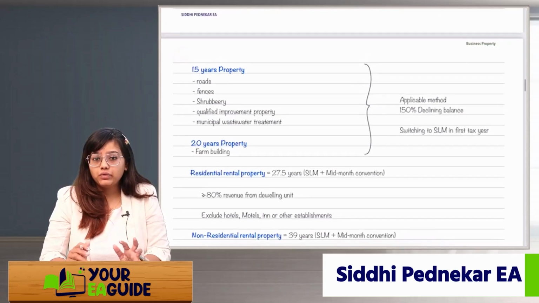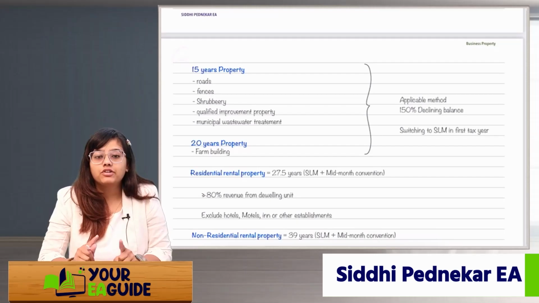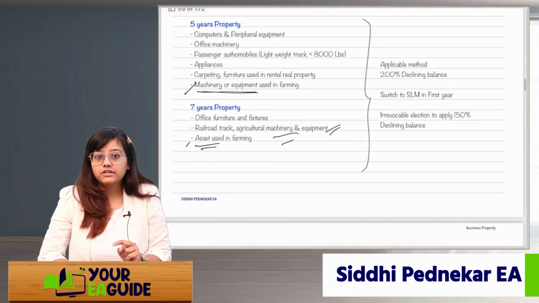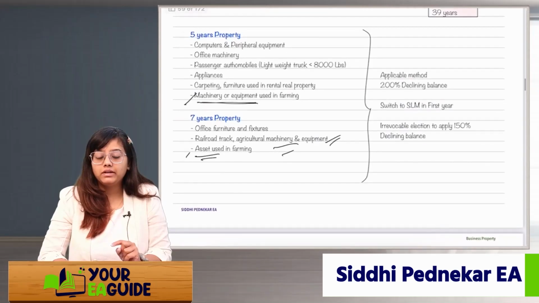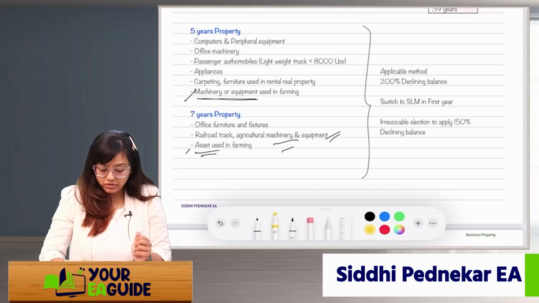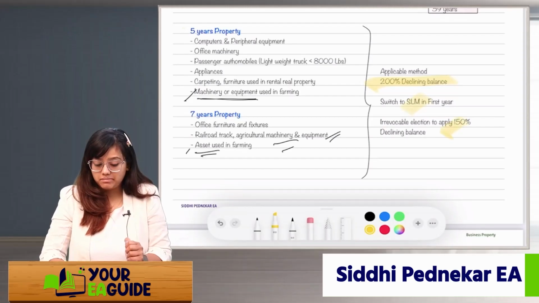In 15 years and 20 years, you have only one option, that is 150% declining balance. And here you can switch to SLM in the first tax year, only in the first tax year. Here, if it's a 5-year and 7-year property, then it will apply 200% DBM and it can be shifted to SLM. But if you select 150% DBM, then you cannot shift to the SLM method.